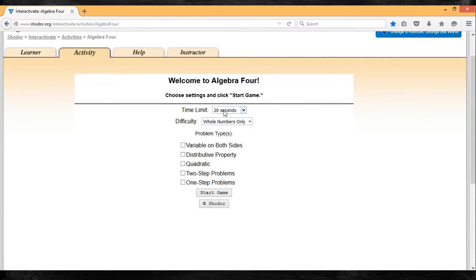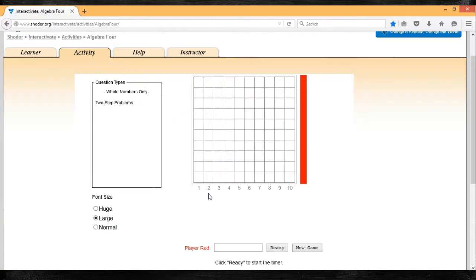But onto the activity. You have a time limit up here. You can set it less time for the more advanced students, maybe give the struggling students a little bit more time to try and solve the problems. To go along with that, you have the higher difficulty levels that you can give to your more advanced students, and then whole numbers only for your struggling students that aren't quite grasping fractions or decimals as well as your other students. And even more so along that trend, you can set it just to one-step problems, or you can go all the way to quadratic problems, bring in the distributive property. I'll just set it down for two-step problems right now and go ahead and start the game.